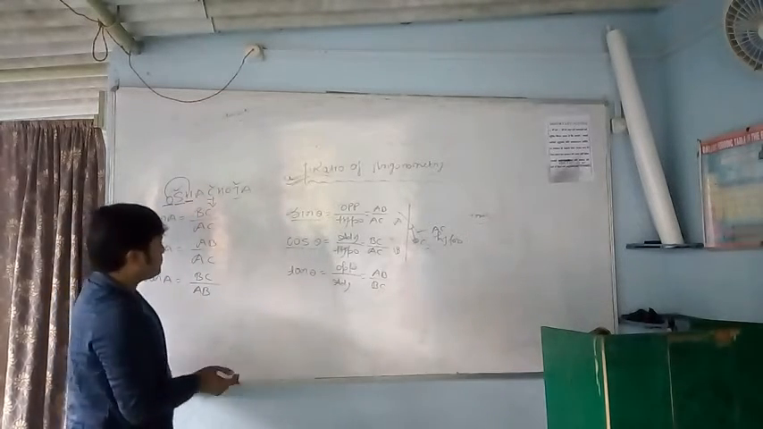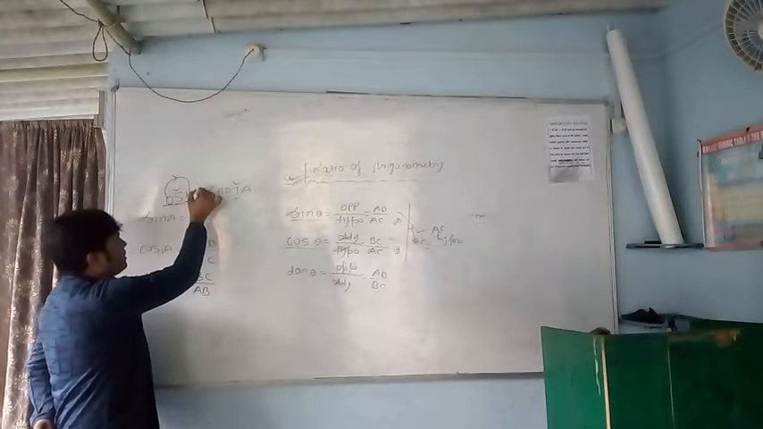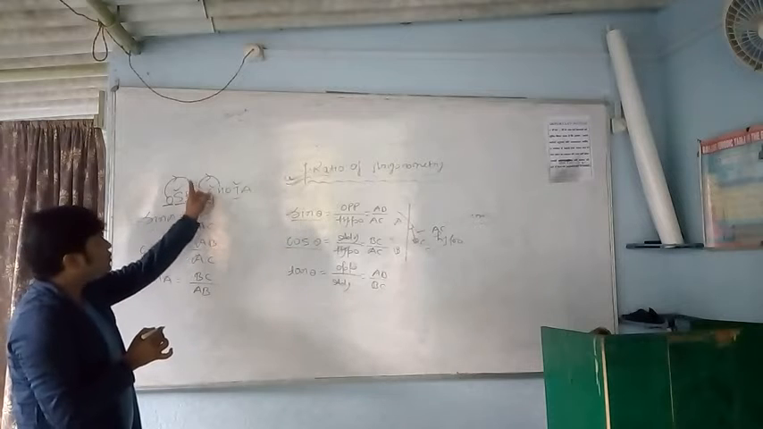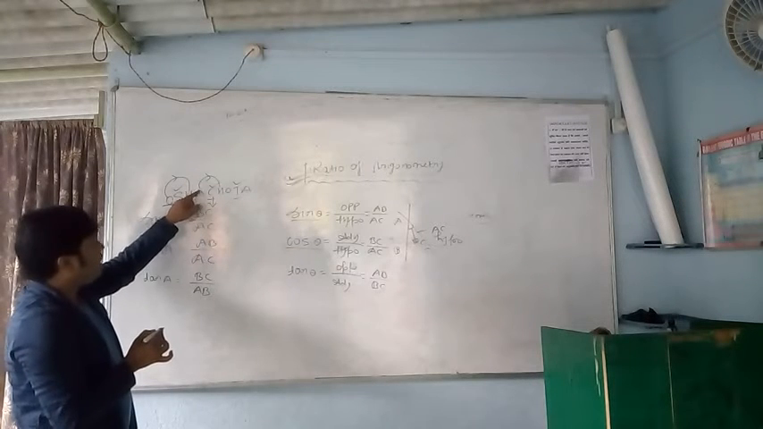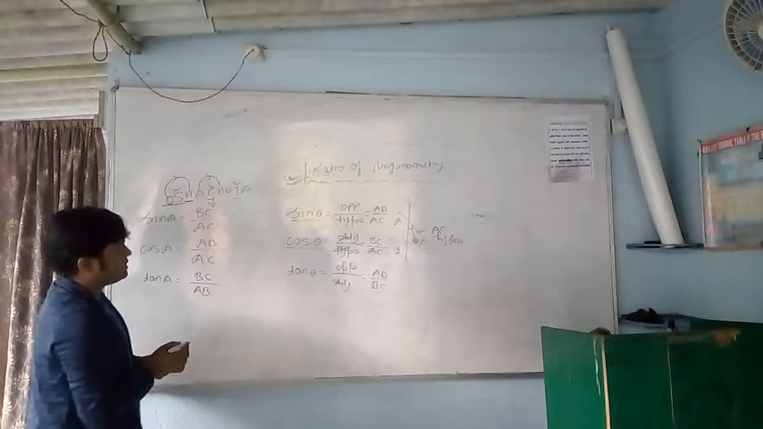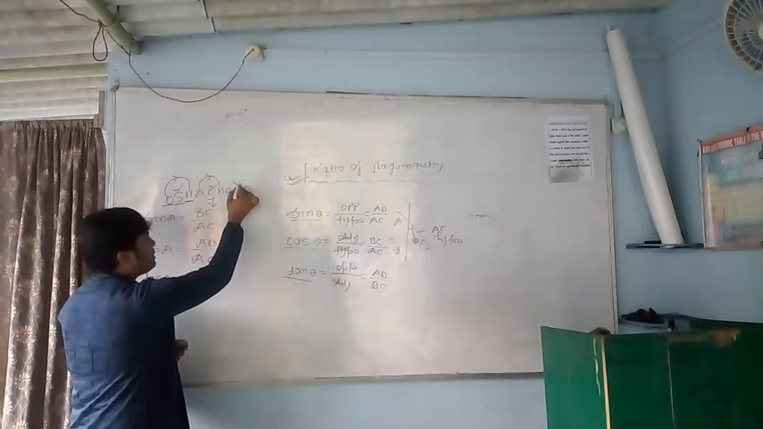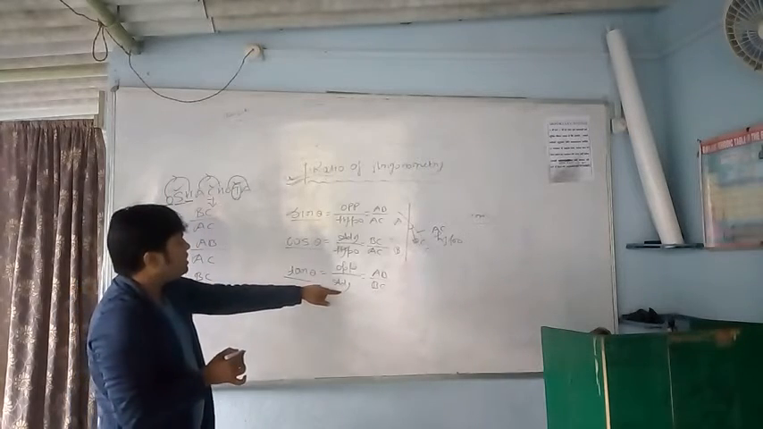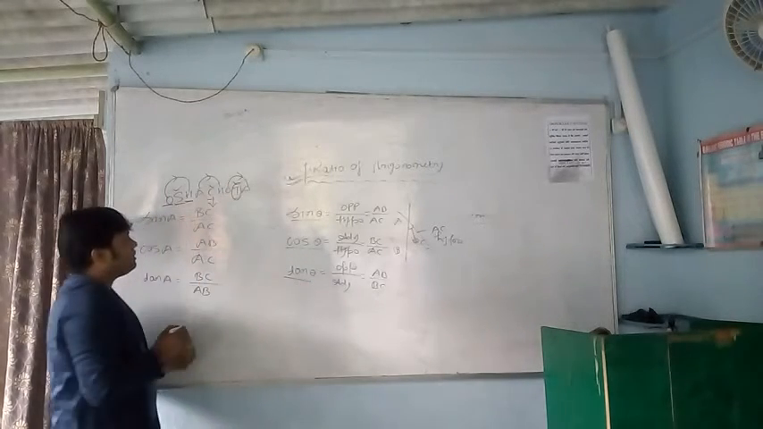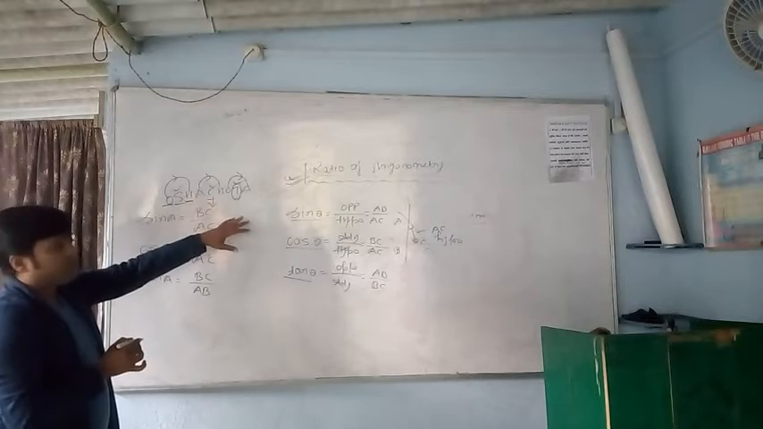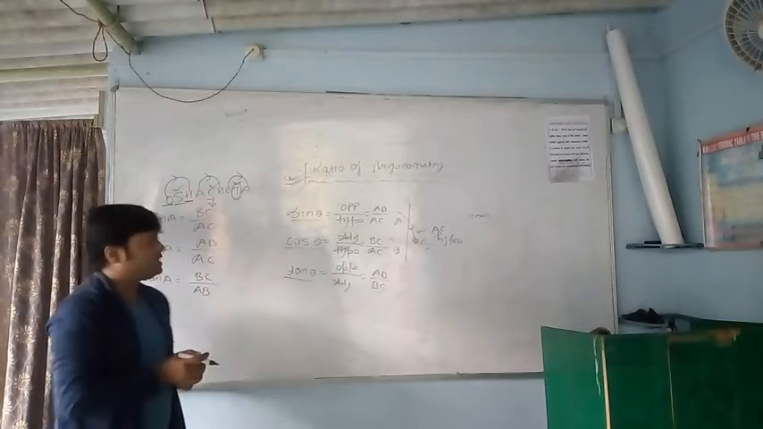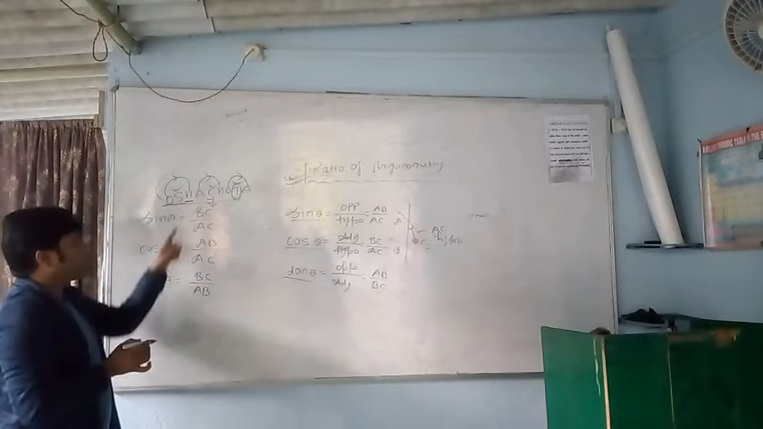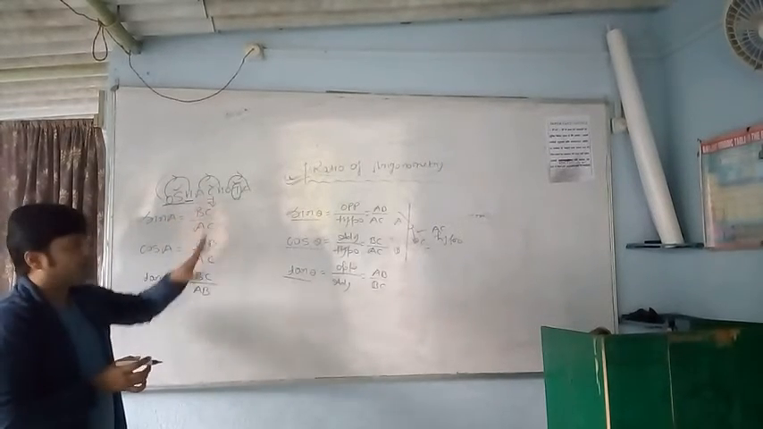Now cos theta is adjacent upon hypotenuse. We move clockwise. Now tan theta, T for tan theta, is opposite upon adjacent. Through this word we can remember all these terms easily. Remember this word, osa chota: S for sin, C for cos, T for tan.